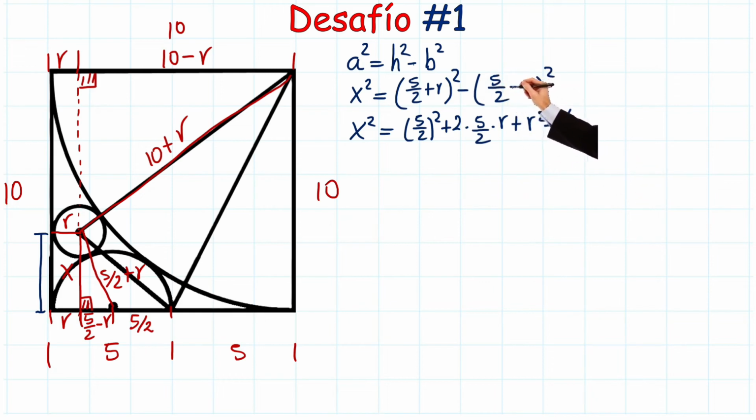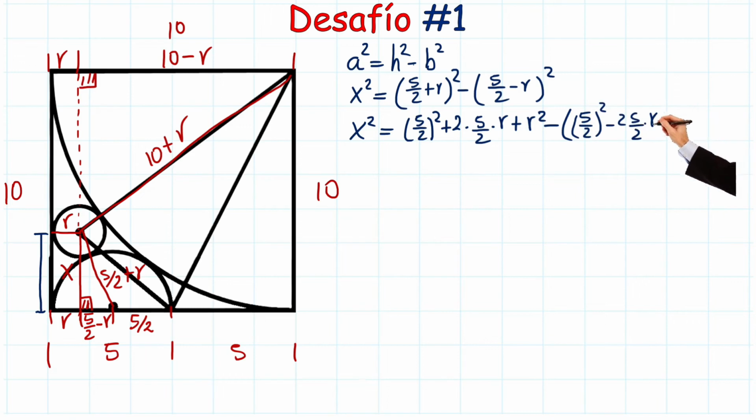Again, we do the same, but with a minus here in the middle, so we're going to have the same as here, but with a minus in the middle, okay? So we have (5/2) squared minus 2 times 5/2 times r, plus r squared.